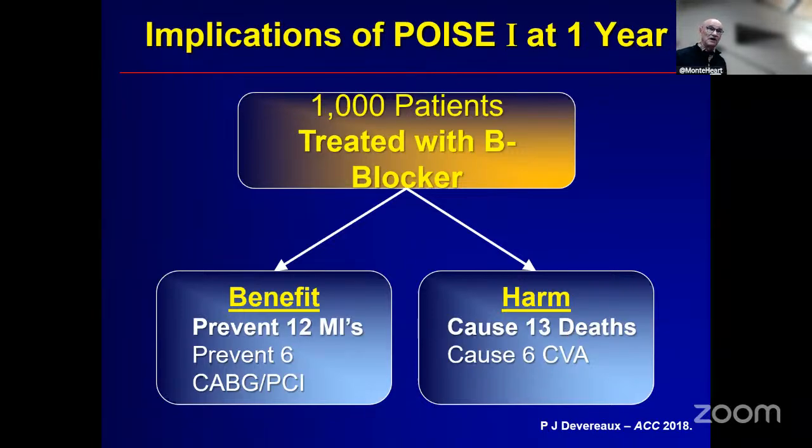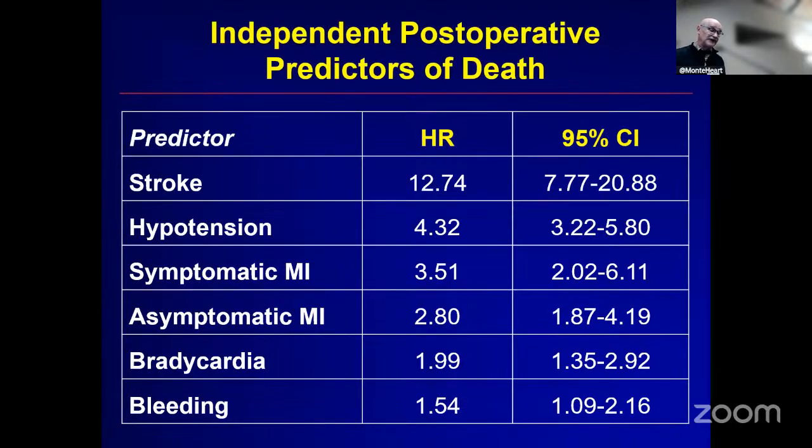Is that a good bargain? Do you feel good about that? The combined endpoint? No, no. And what was happening? They were having strokes and hypotension and heart attacks because of the beta blocker. Dang.